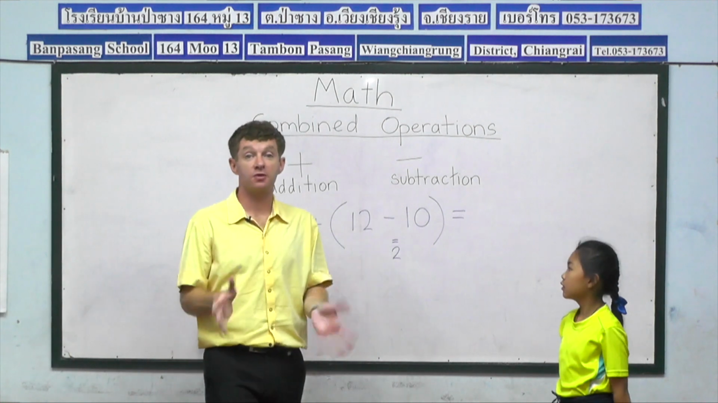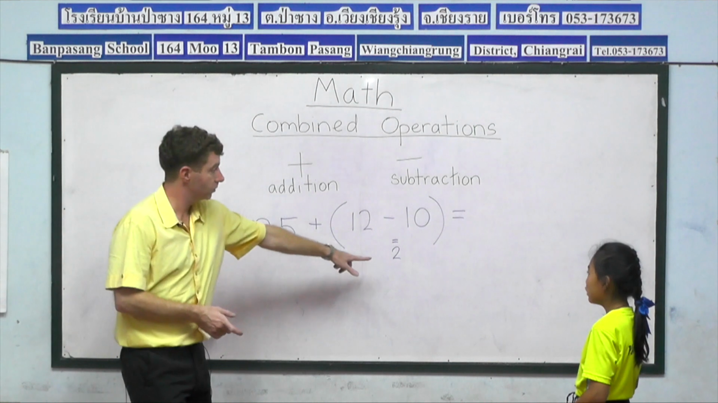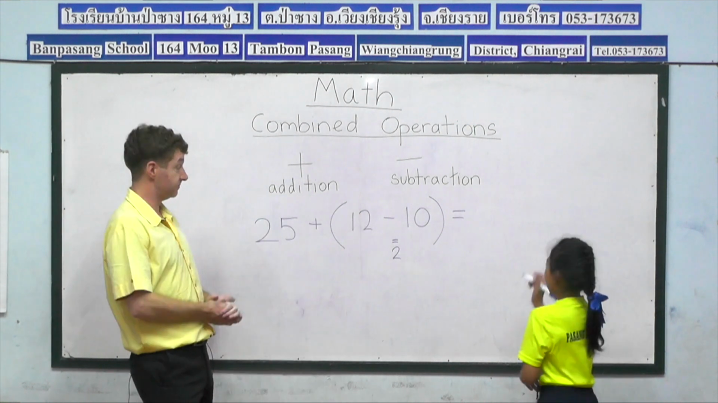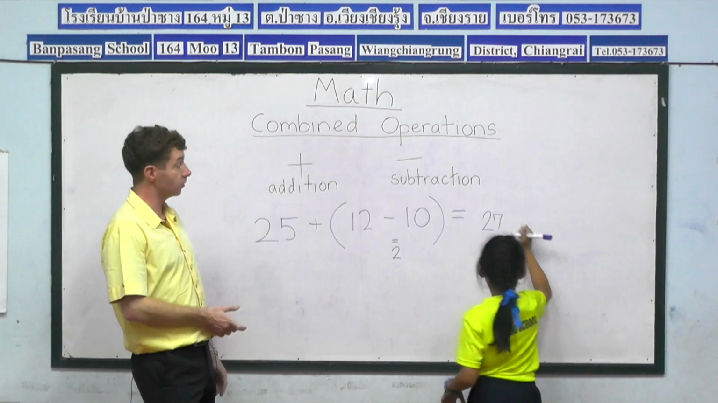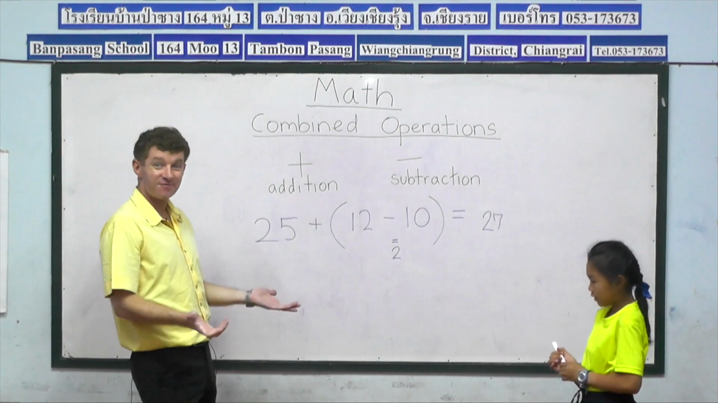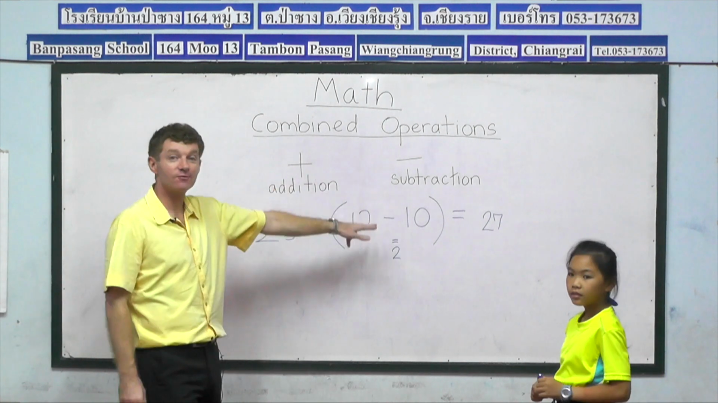We're only halfway through our combined operation. 25 plus 2 equals 27. Perfect. That's a combined operation using addition and subtraction.